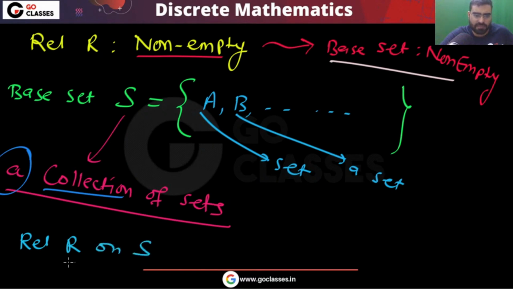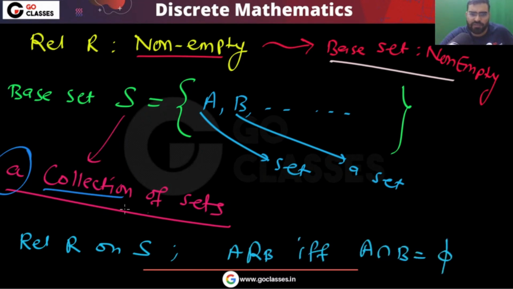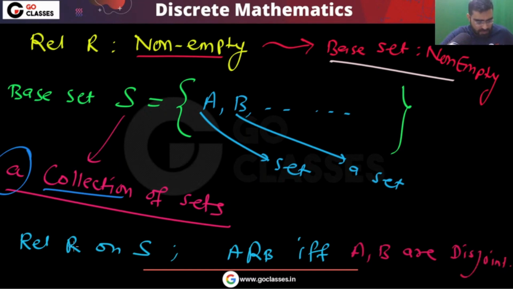On set S, we are saying that A is related to B if and only if A intersection B is phi, if and only if they are disjoint. I can simply say that A is related to B if and only if A, B are disjoint. So now we are defining a relation R.